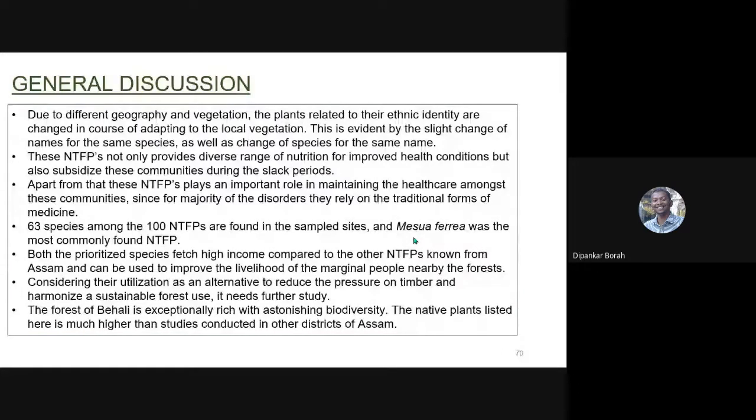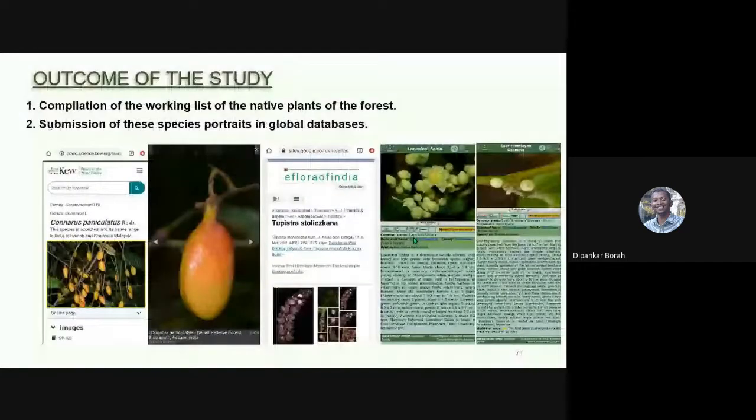Considering their utilization as an alternative to reduce the pressure on timber and harmonize a sustainable forest use, it needs further study. The forest of Behali is exceptionally rich with astonishing biodiversity, and the native plants listed here are much higher than studies conducted in other districts of Assam. So, I have highlighted some outcomes of the study.